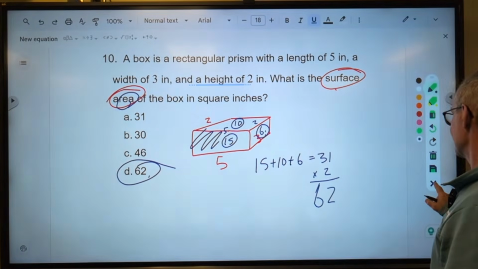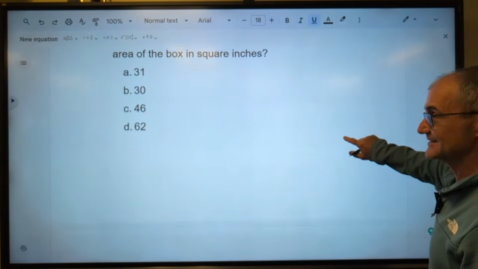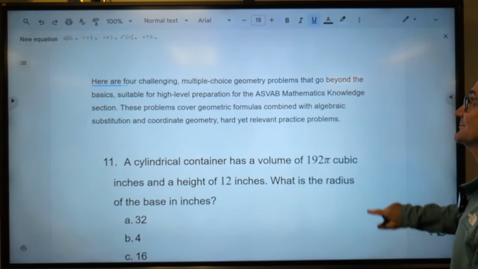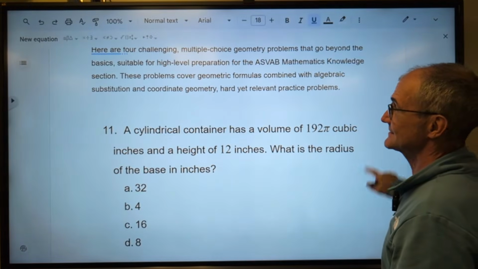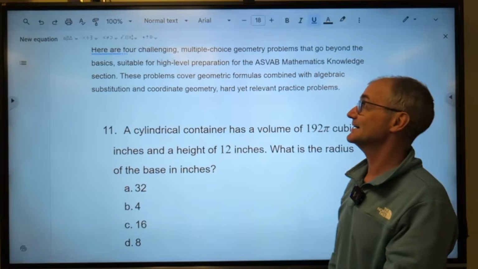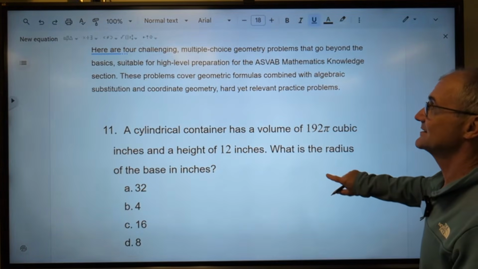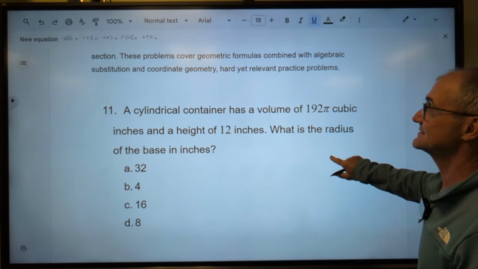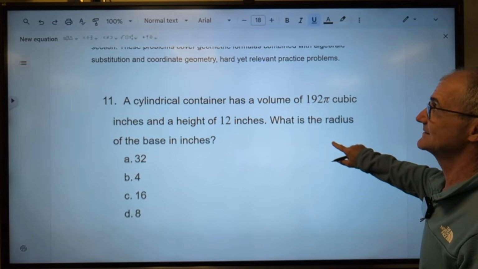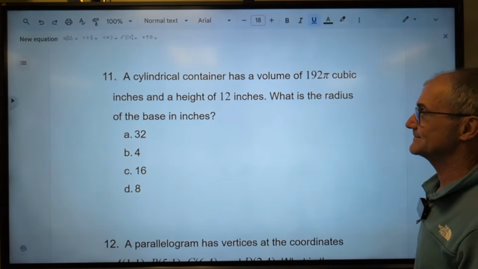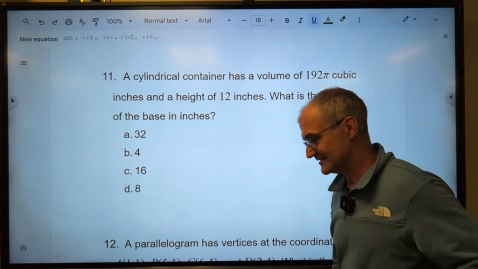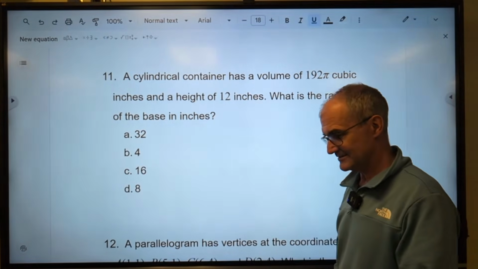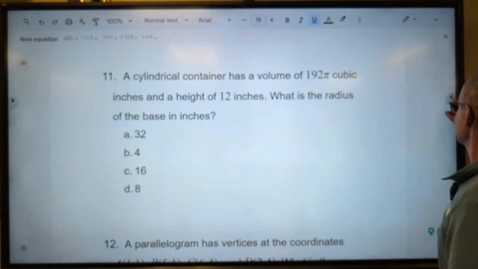All right, should we get to the hard ones or should we call it quits? Let's do a couple more here. So these are pretty challenging geometry problems that go beyond the basics. They're pretty suitable for a high-level preparation for the ASVAB math knowledge, and they cover pretty complex geometric formulas with algebra included. Okay? I'll pause here, give you a second to do this one. And these are getting a little bit harder. All right, good. Somebody says let's do the hard ones, so good. We'll do these.